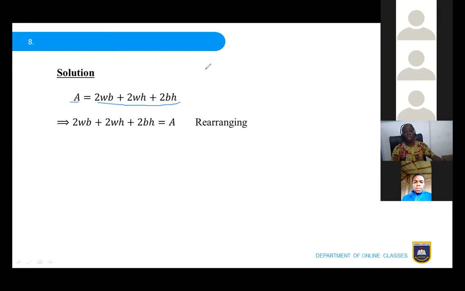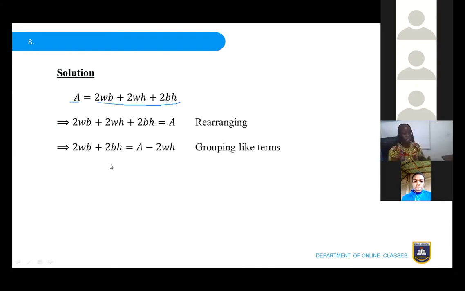Then the next thing to do, we check since there is no fraction, we go straight to group the like terms. In grouping the like terms, since we are making B the subject, all those expressions involving B will come to one side, and all those expressions without B are also like terms, so they will also go to one side of the equation. So this gives us 2WB plus 2BH. The B will now remain at this side. That should be equal to A minus, you see, the 2WH here does not involve B, so we move it to the right side, and if you move the positive, it becomes negative 2WH. That is grouping of like terms.